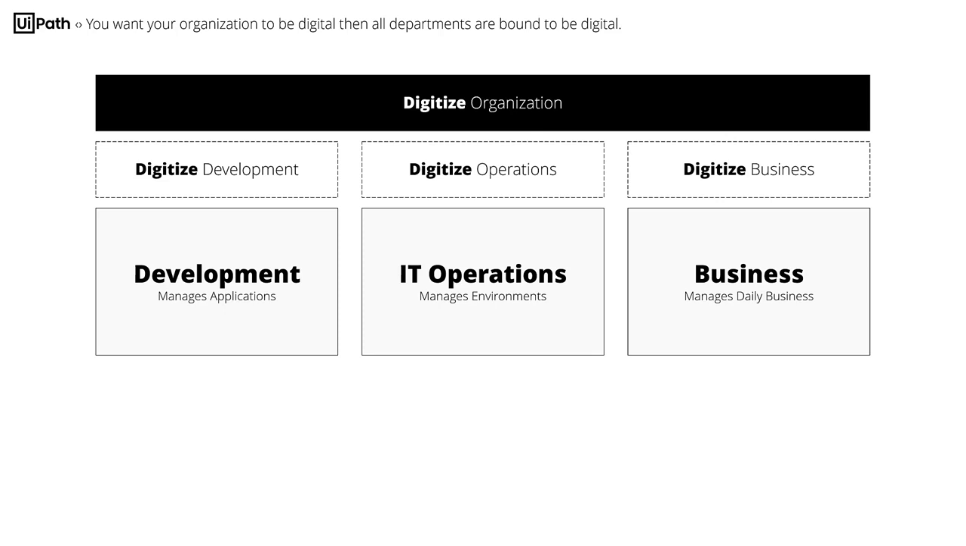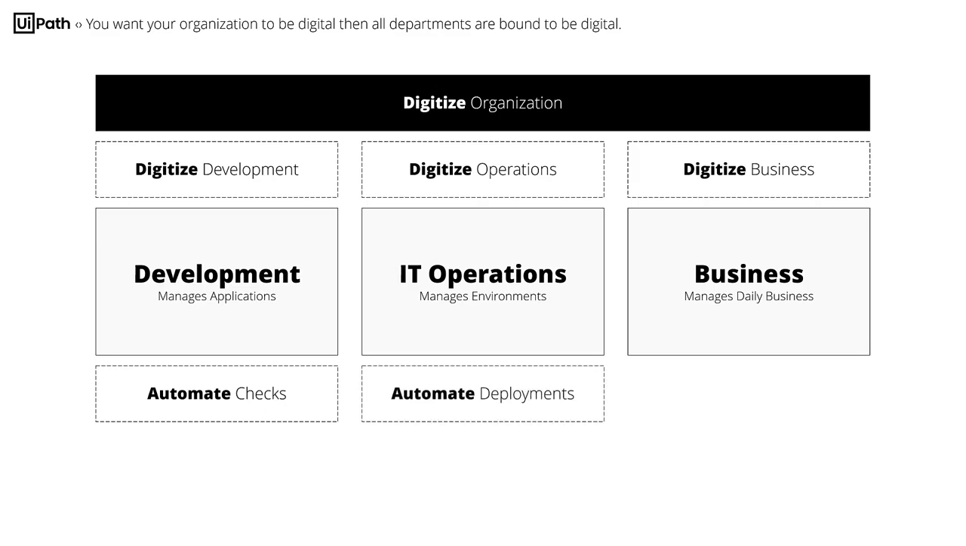Now, one way to digitize development is, for example, to automate checks that help us to continuously evaluate software applications. And one way to digitize IT operations is, for example, to automate the deployments of environments. And one way to digitize the business is obviously through the automation of business processes.